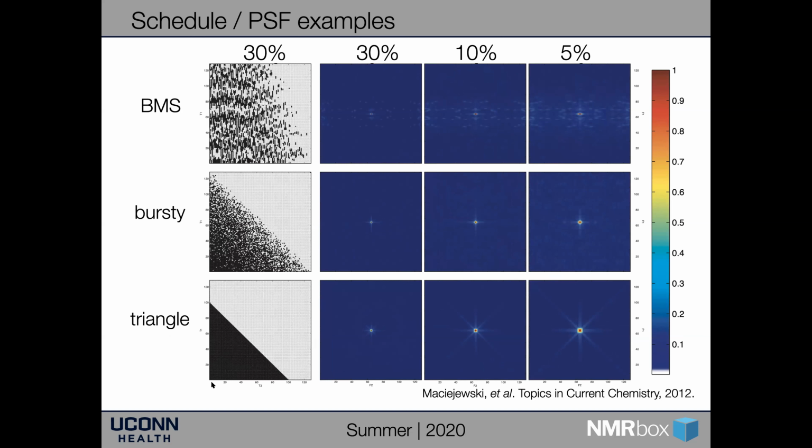And I'll call your attention to this one down here in the bottom called triangle sampling. This is not something that somebody would employ, but it is the strongest bias you can impose by pushing all of your FIDs to those lowest evolution time points. I'm going to come back to this in just a minute.